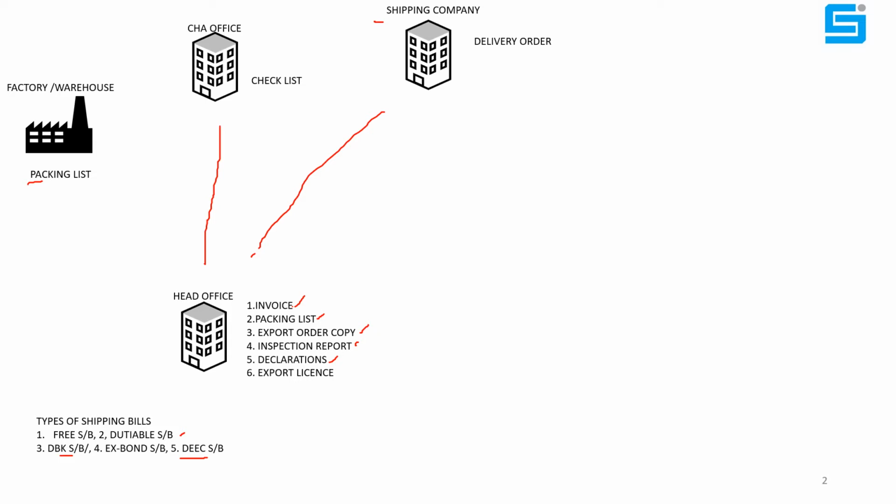Delivery order means what? A delivery order is to take the delivery of the empty container. Once the CHA gets the delivery order, which is called a DO, this DO is valid for 3 days or 5 days, depending on the shipping companies. Then he gives the delivery order to his transporter. The transporter sends the vehicle to the empty yard, and the vehicle will pick up the container from the yard.